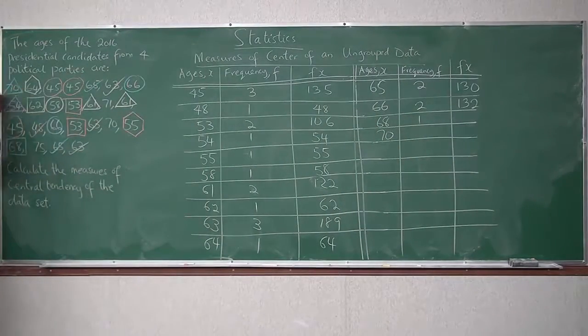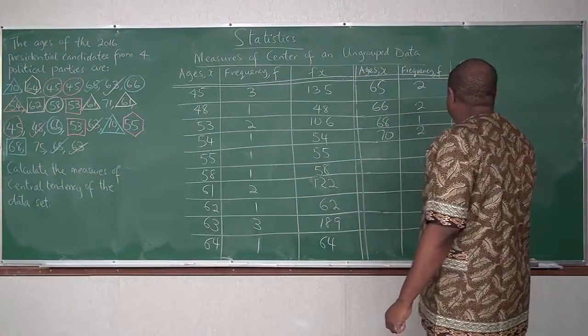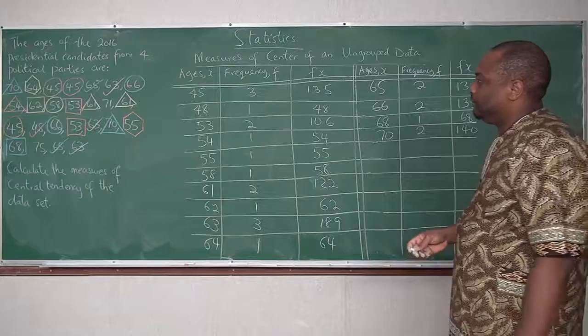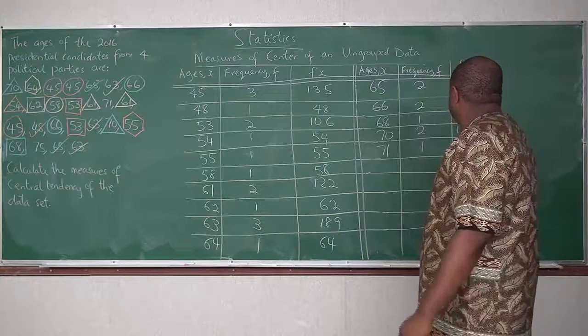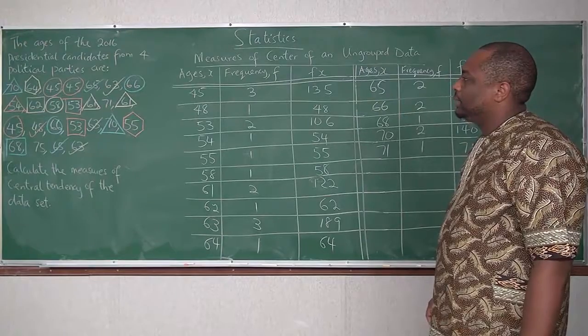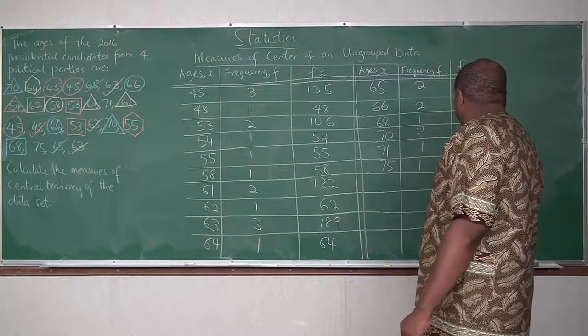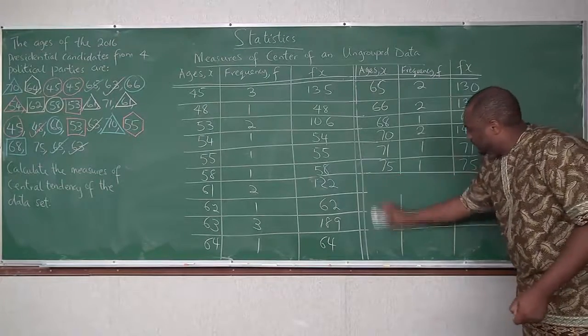Blue circle 1. So this is gone. 2. This row is gone. So 2. This is 140. 68 times 1 is 68. Then we have 71. 71 is 1. Okay, 71 times 1 is 71. And then the last one is the last row, 75, which is 175. Okay? Alright. Let's go ahead and now do this.